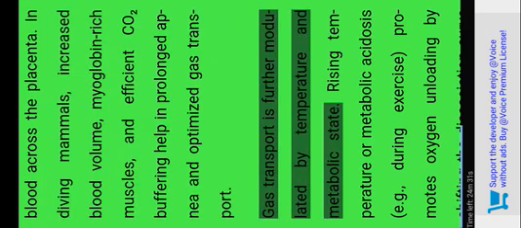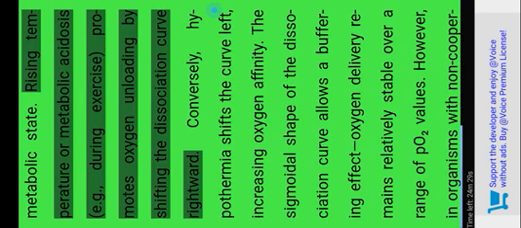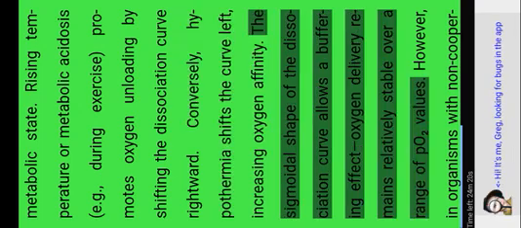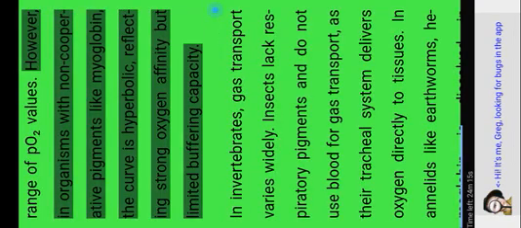Gas transport is further modulated by temperature and metabolic state. Rising temperature or metabolic acidosis, e.g., during exercise, promotes oxygen unloading by shifting the dissociation curve rightward. Conversely, hypothermia shifts the curve left, increasing oxygen affinity. The sigmoidal shape of the dissociation curve allows a buffering effect. Oxygen delivery remains relatively stable over a range of pO₂ values. However, in organisms with non-cooperative pigments like myoglobin, the curve is hyperbolic, reflecting strong oxygen affinity but limited buffering capacity.